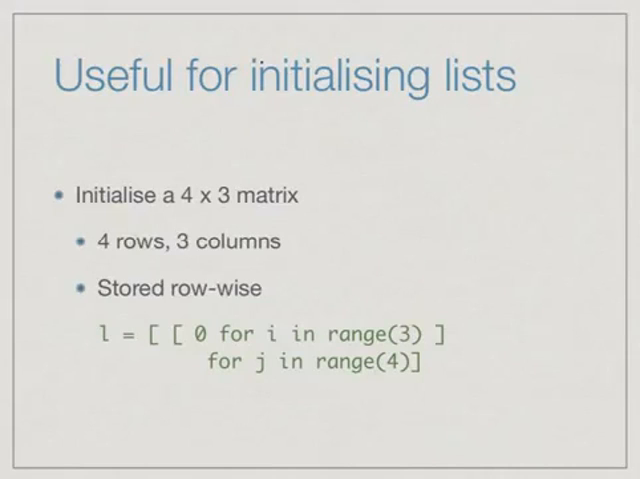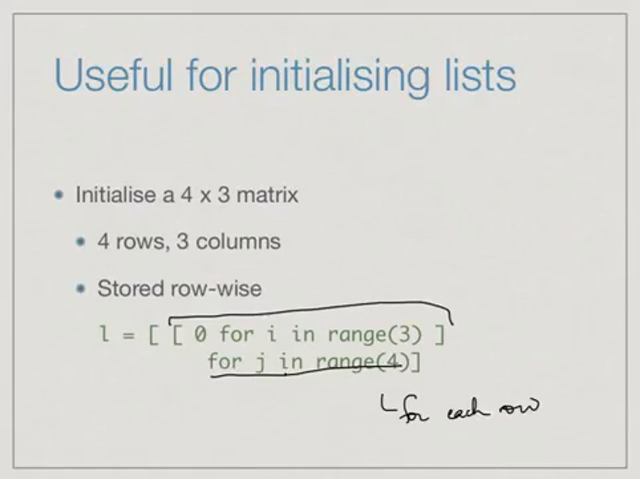So here is an initialization. It says L consists of something, where the outer part says for each row. So for 4 rows, 0, 1, 2, 3, I do something. And what is that something? I create a list of zeros of size 3. So each row j from 0 to 3 consists of columns 0, 1, 2, which are zeros. So this will actually generate the correct sequence that we saw that we would need to initialize such a matrix.